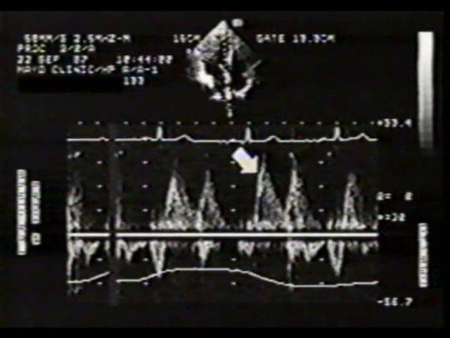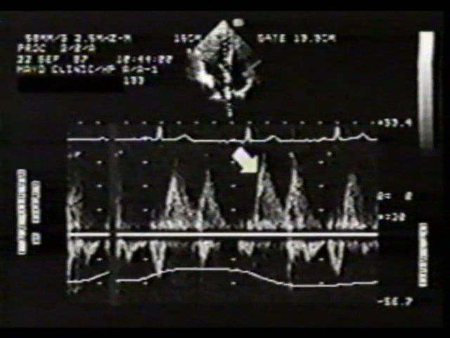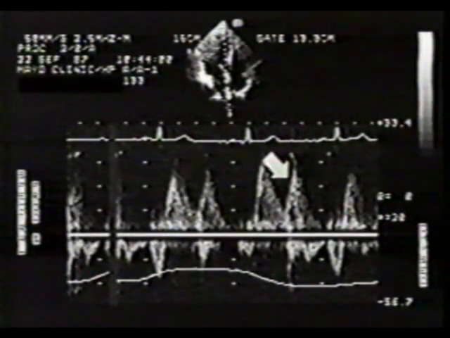Systolic forward flow from the pulmonary veins to the left atrium occurs as a result of left atrial relaxation and also as a result of movement of the mitral annulus toward the left ventricular apex. Diastolic flow occurs with opening of the mitral valve.